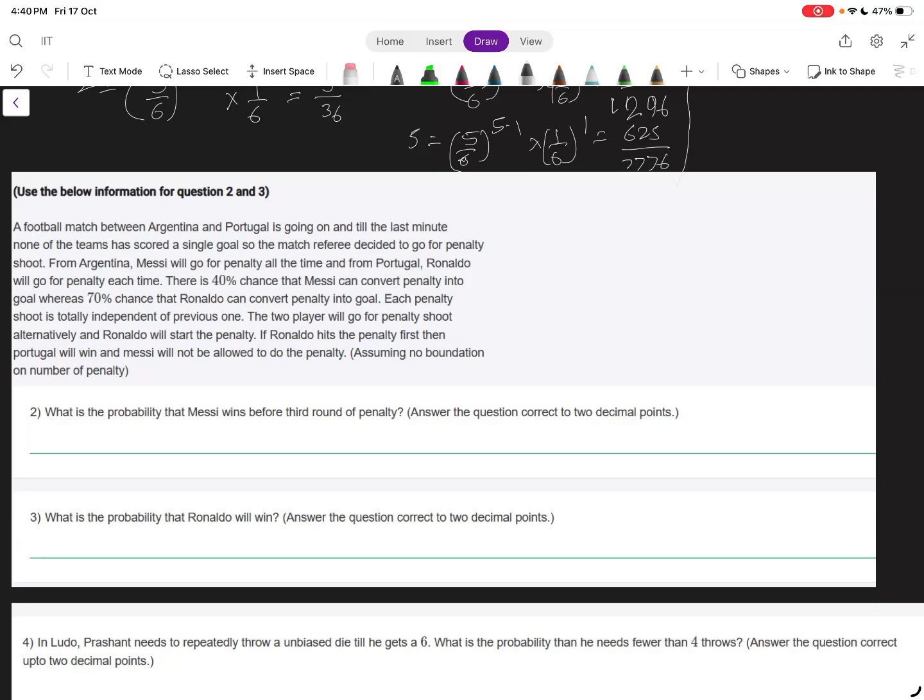There is a 40% chance that Messi can convert a penalty into a goal, whereas there is a 70% chance that Ronaldo can convert a penalty into a goal. Each penalty shot is totally independent of the previous one. The two players will go for penalty shots alternatively, and Ronaldo will start the penalty. If Ronaldo hits the penalty first, then Portugal will win, and Messi will not be allowed to do a penalty.